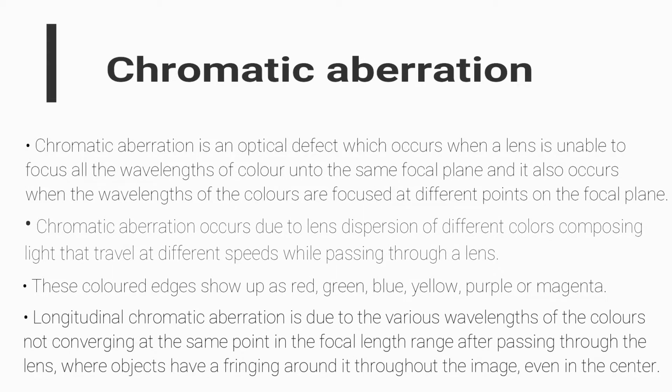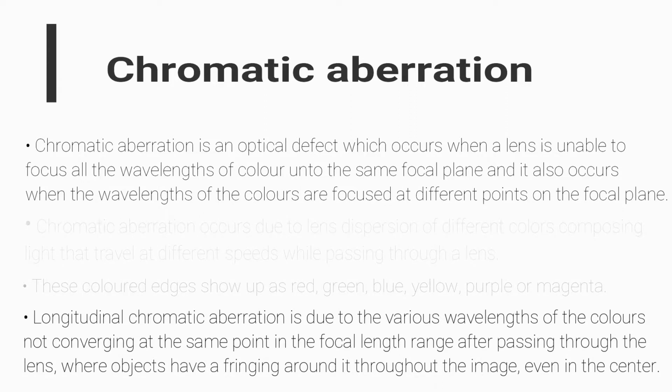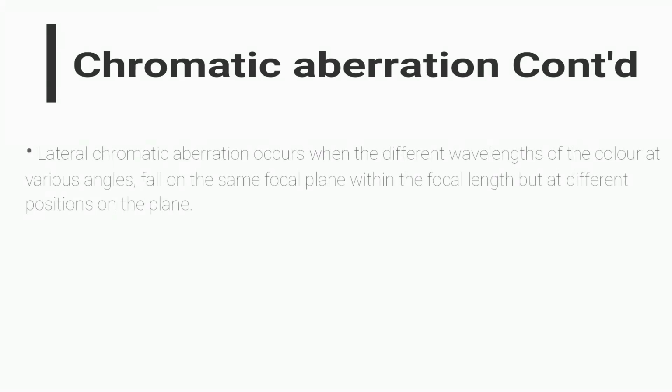Longitudinal chromatic aberration is due to various wavelengths of colors not converging at the same point in the focal length range after passing through the lens. This can occur with high-quality lenses, and the colors red, green, and yellow are mostly seen. Lenses with this type of chromatic aberration show objects with fringing around them throughout the image, even at the center. Longitudinal chromatic aberration can be significantly reduced by using slower lenses, as fast aperture lenses are more prone to it. It can also be reduced by post-processing and using a lens correction module.